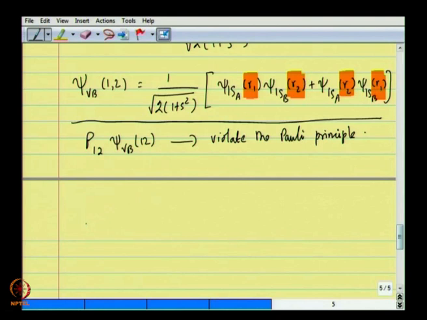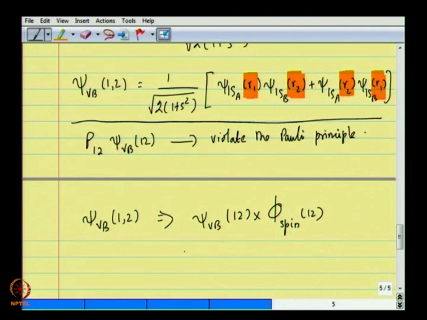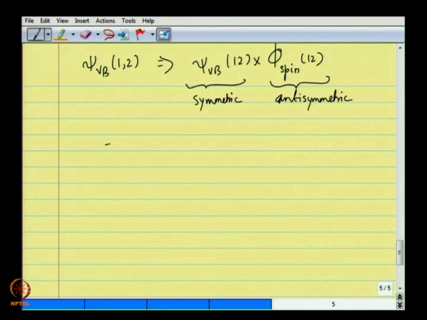Therefore, it's important to have psi VB 1, 2 replaced by psi VB 1, 2 times a spin function phi spin 1, 2. And because this is symmetric as we have chosen, it is important for us to have this as antisymmetric. Therefore, the wave function that we choose must be psi VB 1, 2 multiplied by 1 by square root 2. You remember the antisymmetric spin wave function is alpha 1 beta 2 minus beta 1 alpha 2. This is a singlet state.